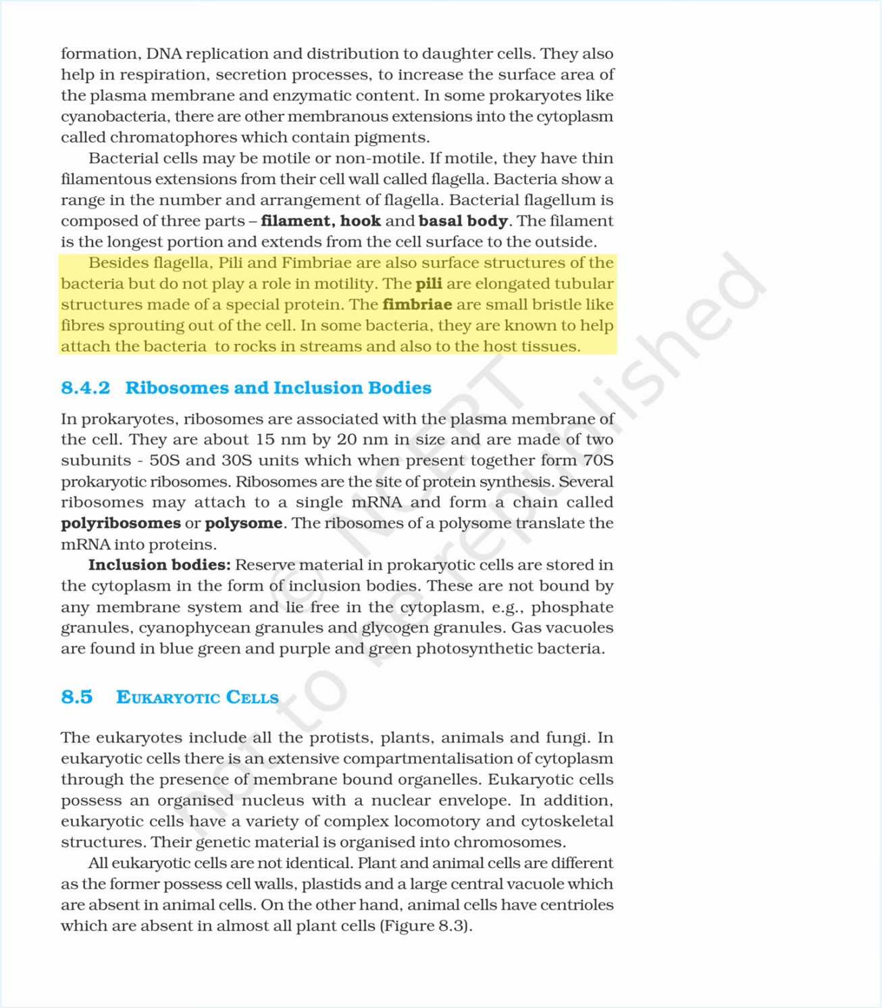Several ribosomes may attach to a single mRNA and form a chain called polyribosomes or polysome. The ribosomes of a polysome translate the mRNA into proteins.